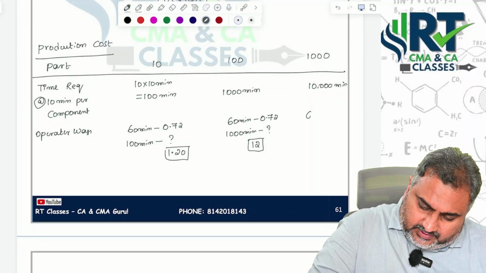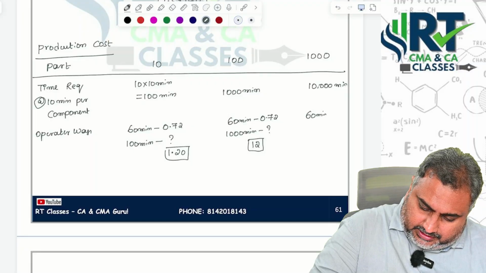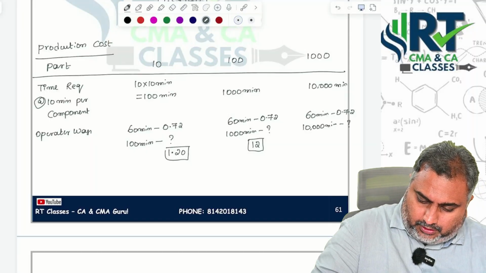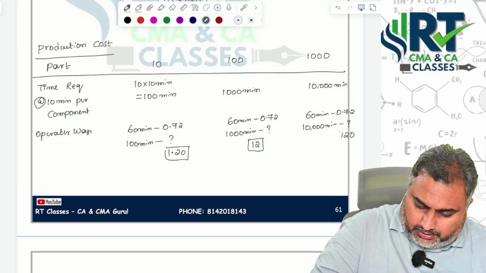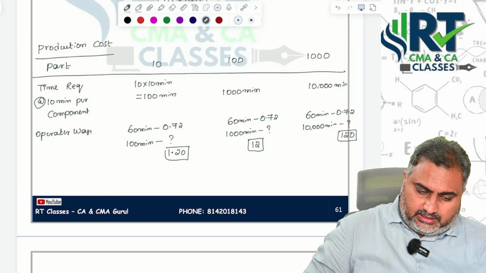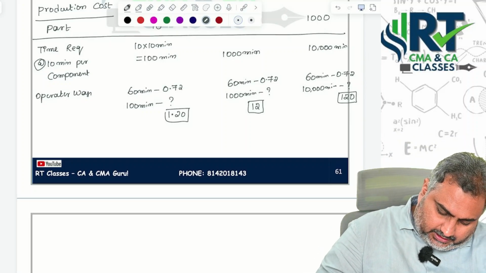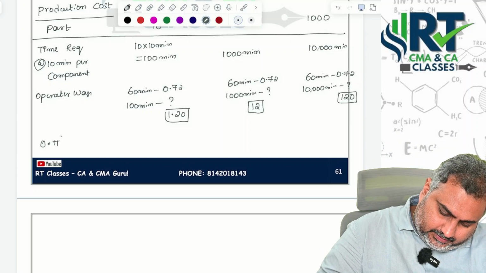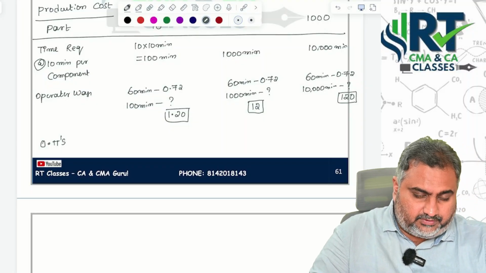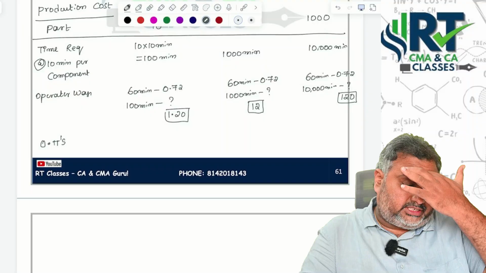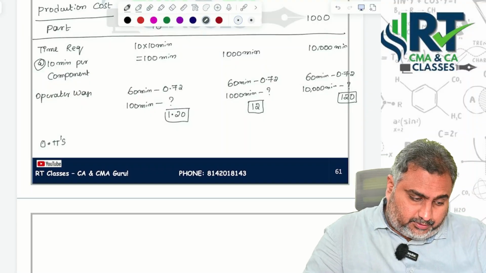Next, 60 minutes, 0.72; 10,000 minutes, how much? That is equal to 120 rupees. This is what operator wages. Same way, overheads during production, because you require machine components, from the point of view of production.